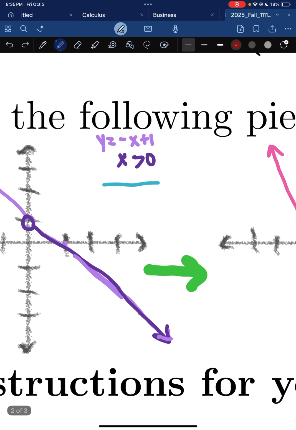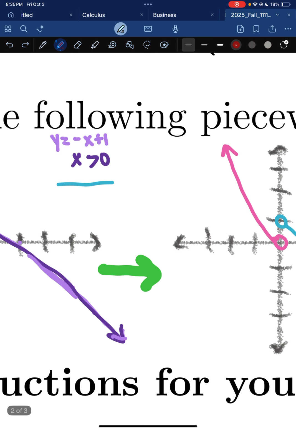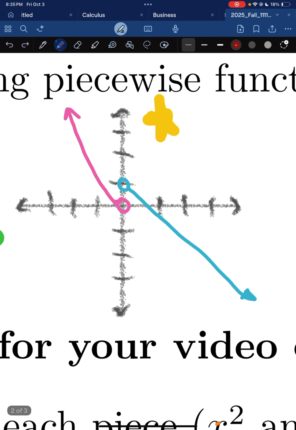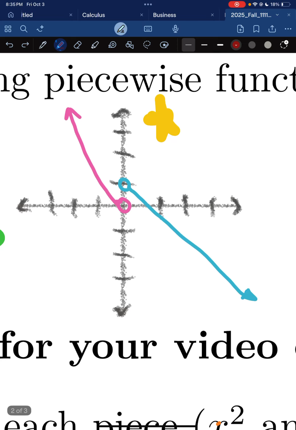All right, so now we just put it together. Here is the final graph.